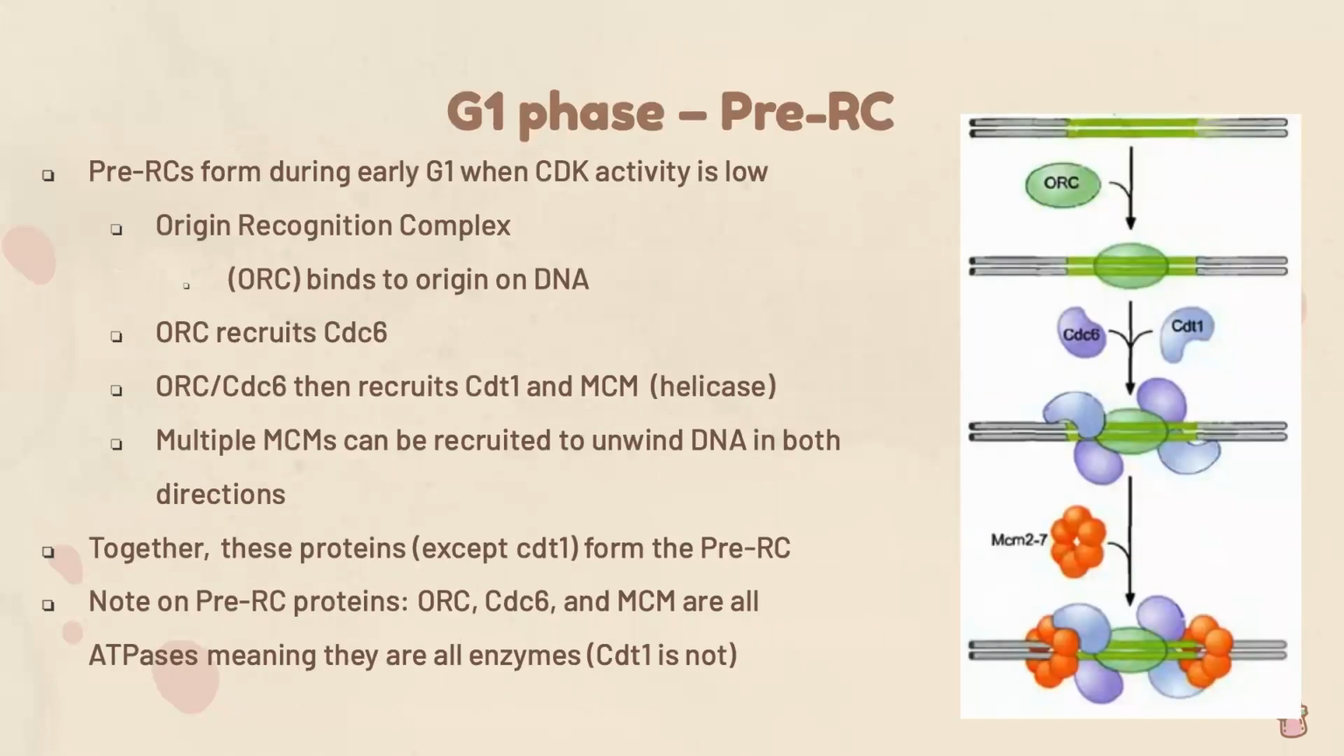So first, we'll talk about the pre-RC. As I said, they form early in G1 when CDK activity is low. The first thing that happens is the origin recognition complex binds to the origin of replication on the DNA. And then that binding can then recruit another protein called CDC6. And then CDC6 and ORC recruit CDT1, another protein, and MCM, which is the helicase.